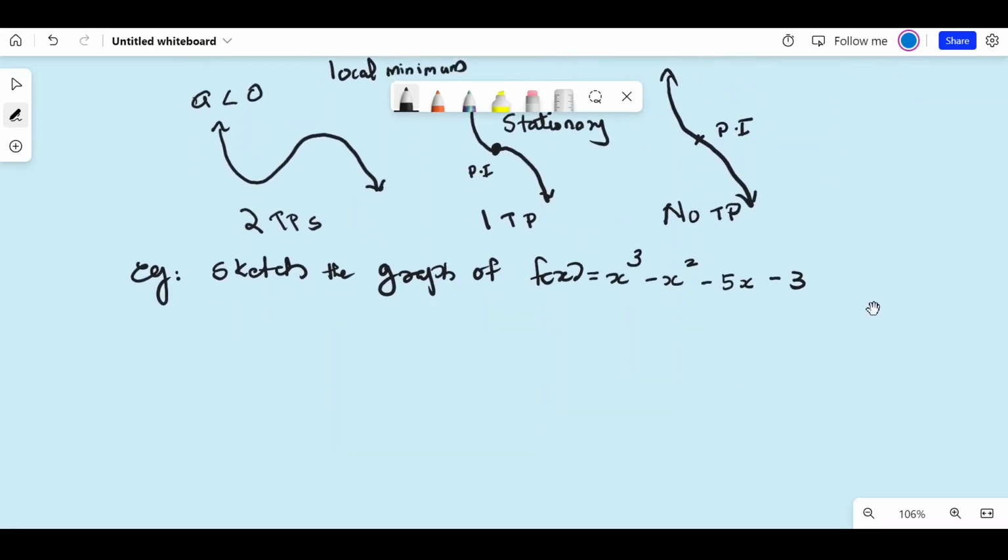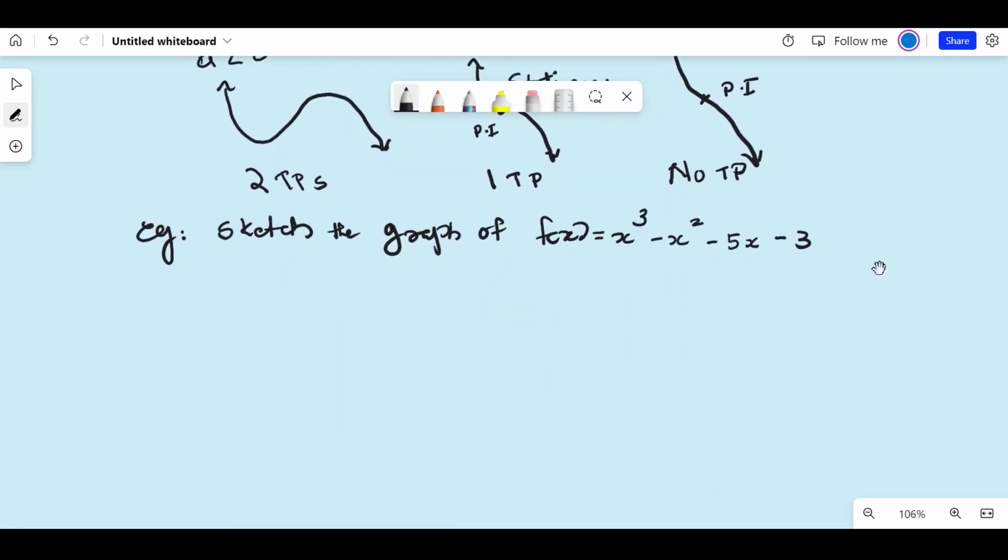As I told you, we want the x-intercept, y-intercept, stationary points and the shape of the graph. The shape of the graph is not difficult. I already explained. The a value is positive, so we are going to have the positive shape here. Let's start with finding the x-intercept. X-intercept means you put y equal to 0. Y means f of x here. f of x equals 0 gives you x cubed minus x squared minus 5x minus 3 equals 0.